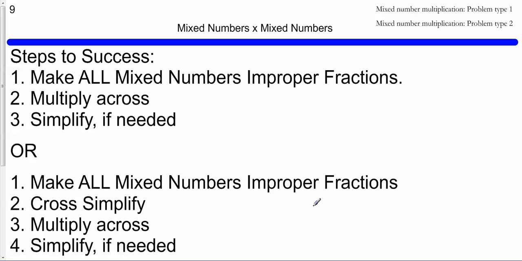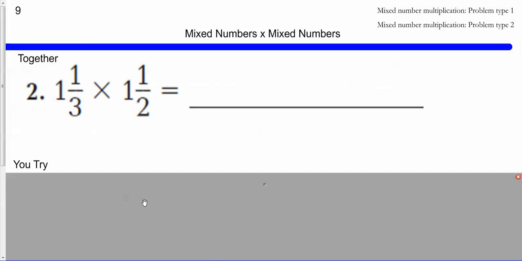Lesson 9, mixed numbers times mixed numbers. So first thing we need to do, get rid of those pesky mixed numbers and make them improper fractions. Once I've got my improper fractions, follow my rules that I've been following the previous couple lessons with multiplying fractions. So let's take a look and see how we do it.